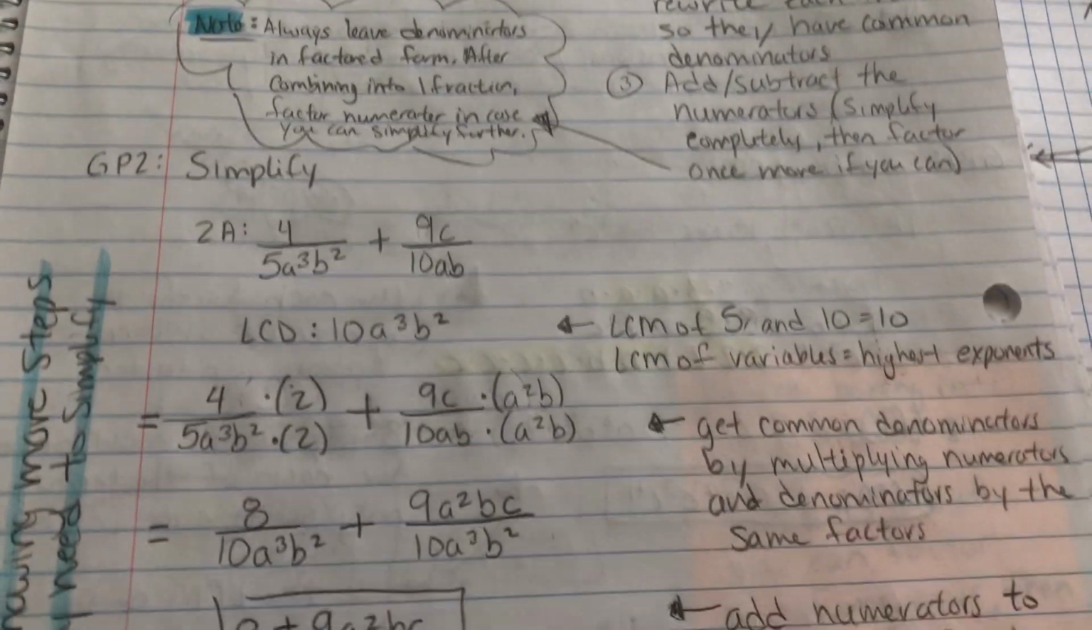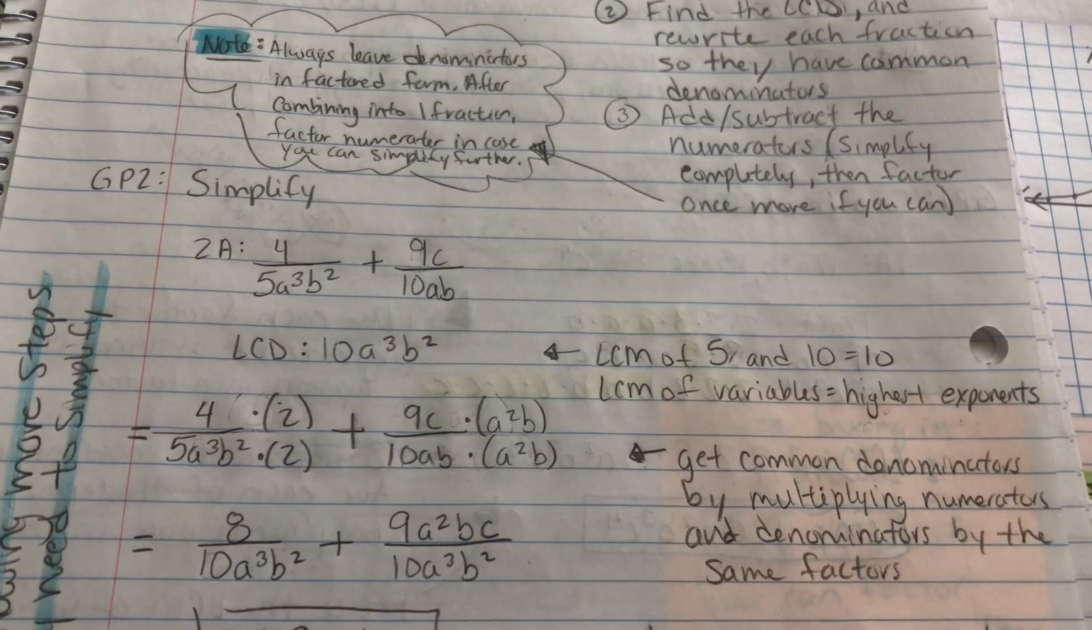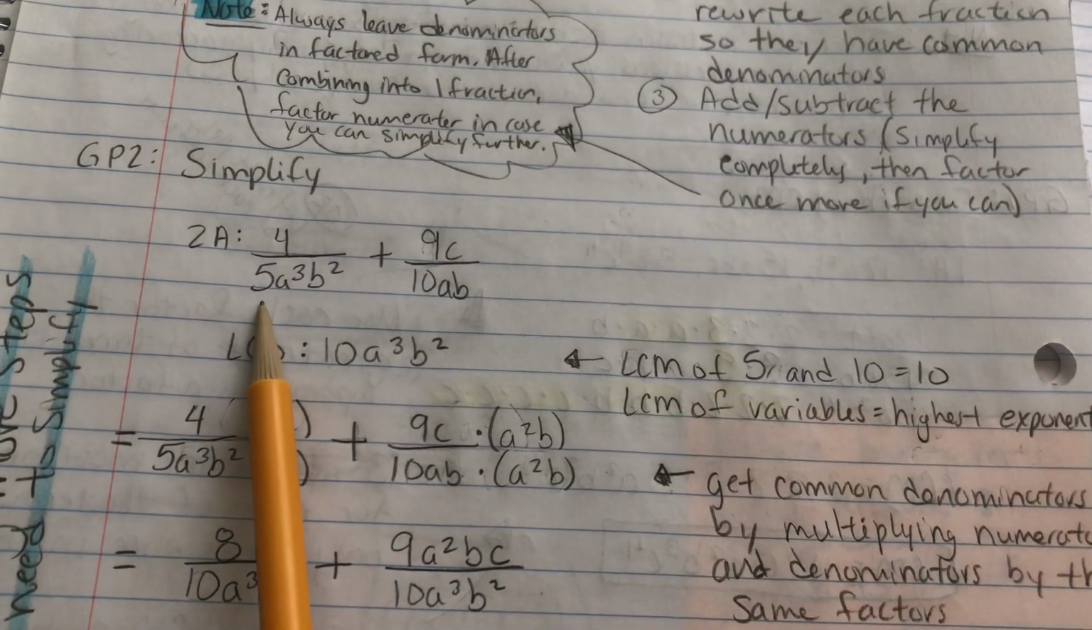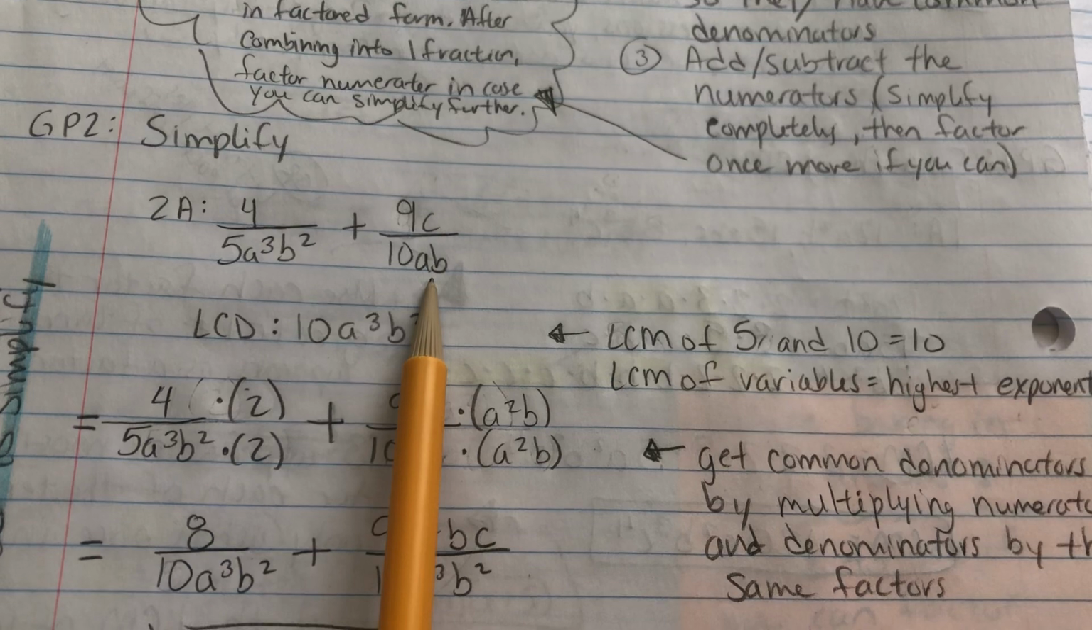So we're going to start off with guided practice 2 and just properties of exponents. So there's actually no factoring involved in this first example here for video 2. So in guided practice 2a, we're looking at our two fractions and we need to find the least common denominator.